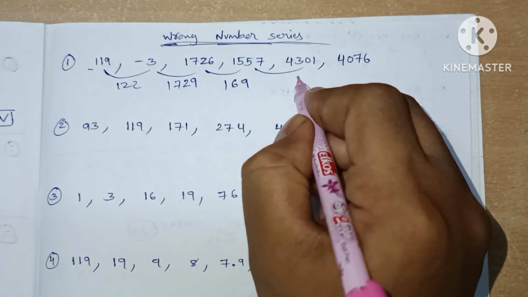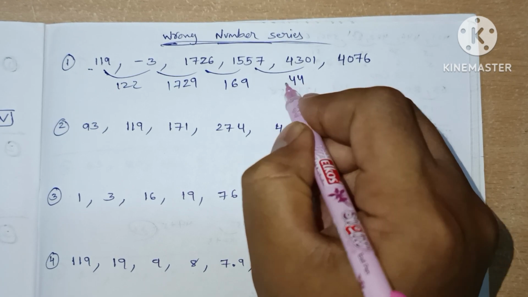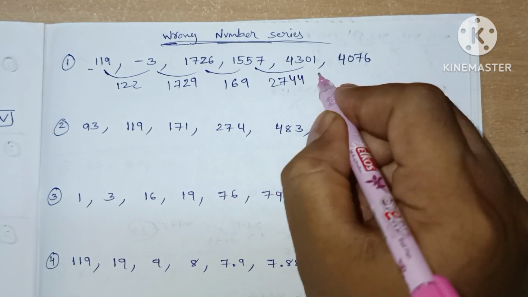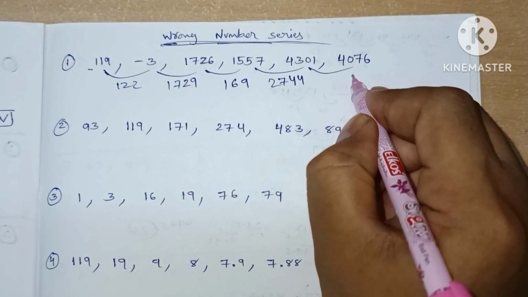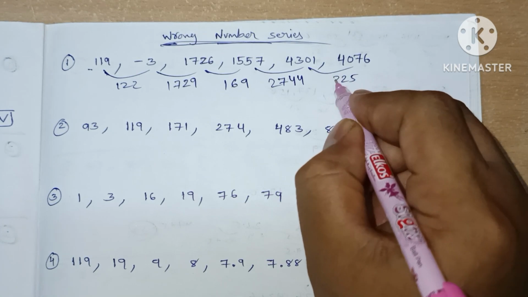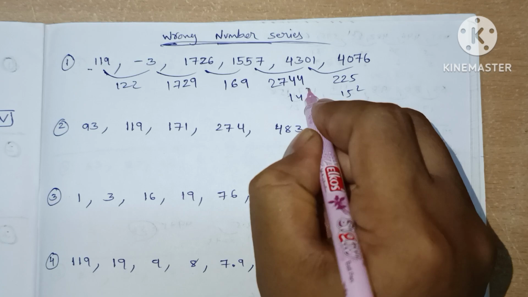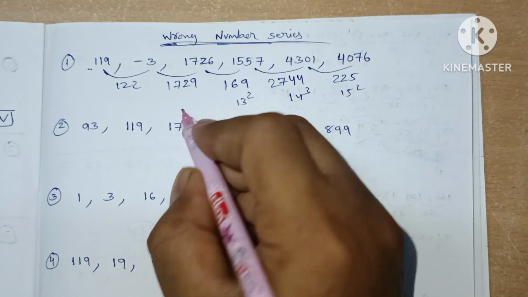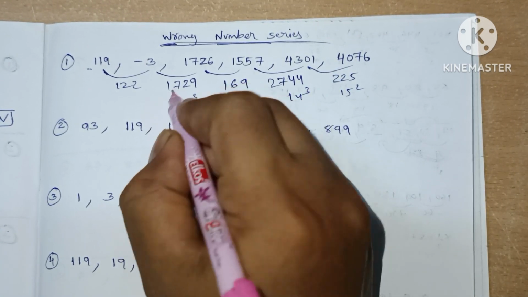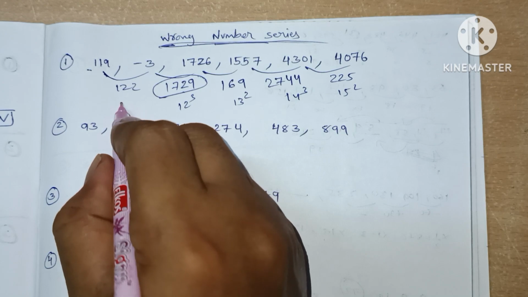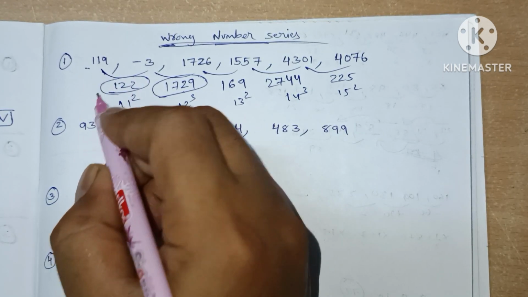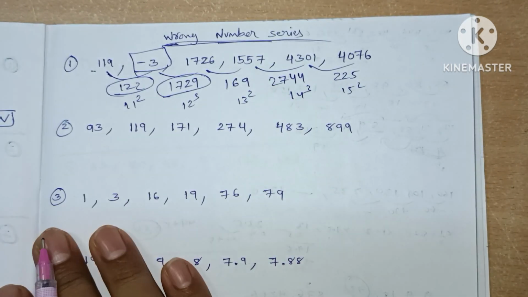Here the difference is 4, 4, 7, 2. Here the difference is 5, 2 and 2. So it is clear that it is 15 square, it is 14 cube, it is 13 square. It must be 12 cube, which is not this one, and it must be 11 square, which is not this one. So our wrong number is minus 3.